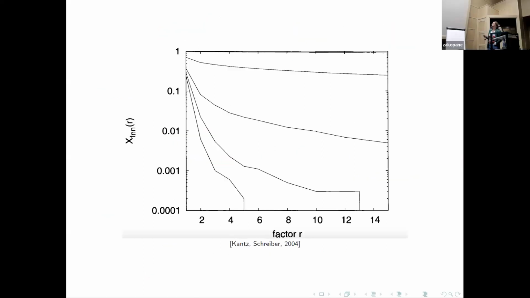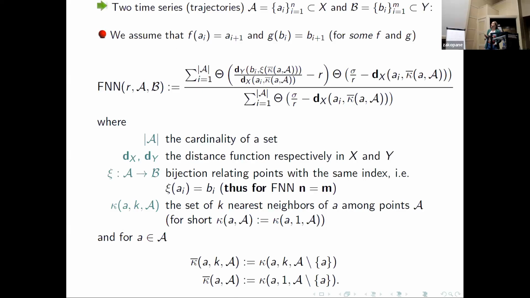And you calculate the statistic for different values of R, you obtain a sort of curve, and for each dimension you compute these curves. If you notice that for some d it decays fast with R, then it says, okay, this d is probably the right dimension, or reasonably close.